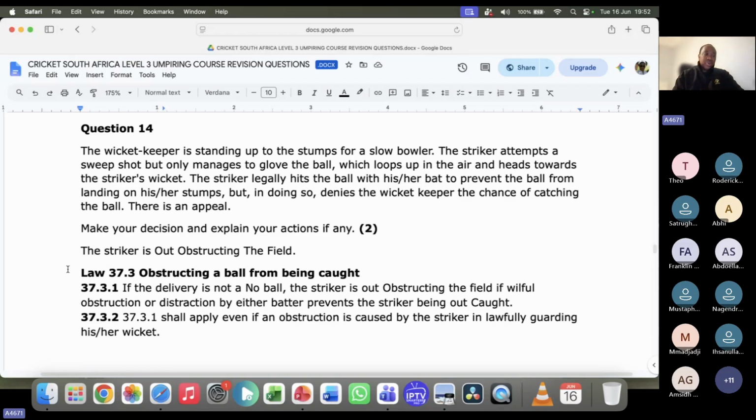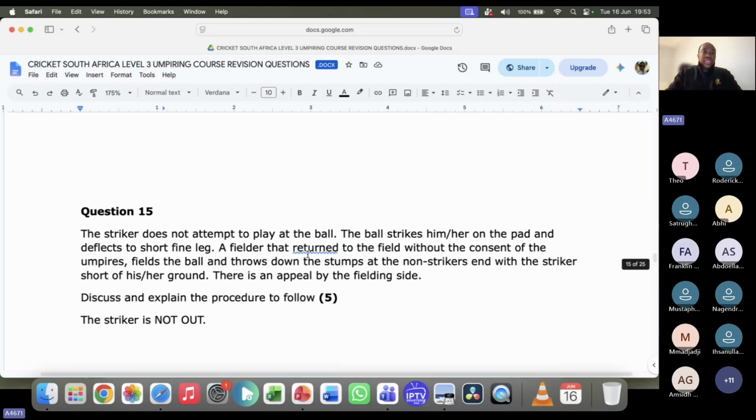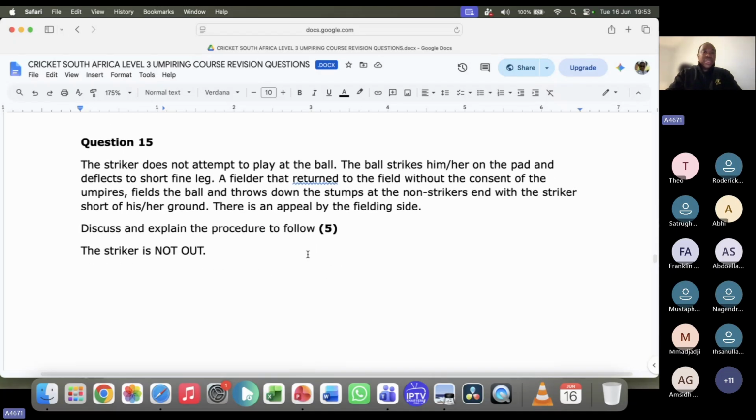So yes, the law does allow a second lawful strike, but not if it prevents a catch from being taken. If you prevent a catch from being taken with a second lawful strike, you will be out obstructing the field. Good. Okay, those were the easy ones.